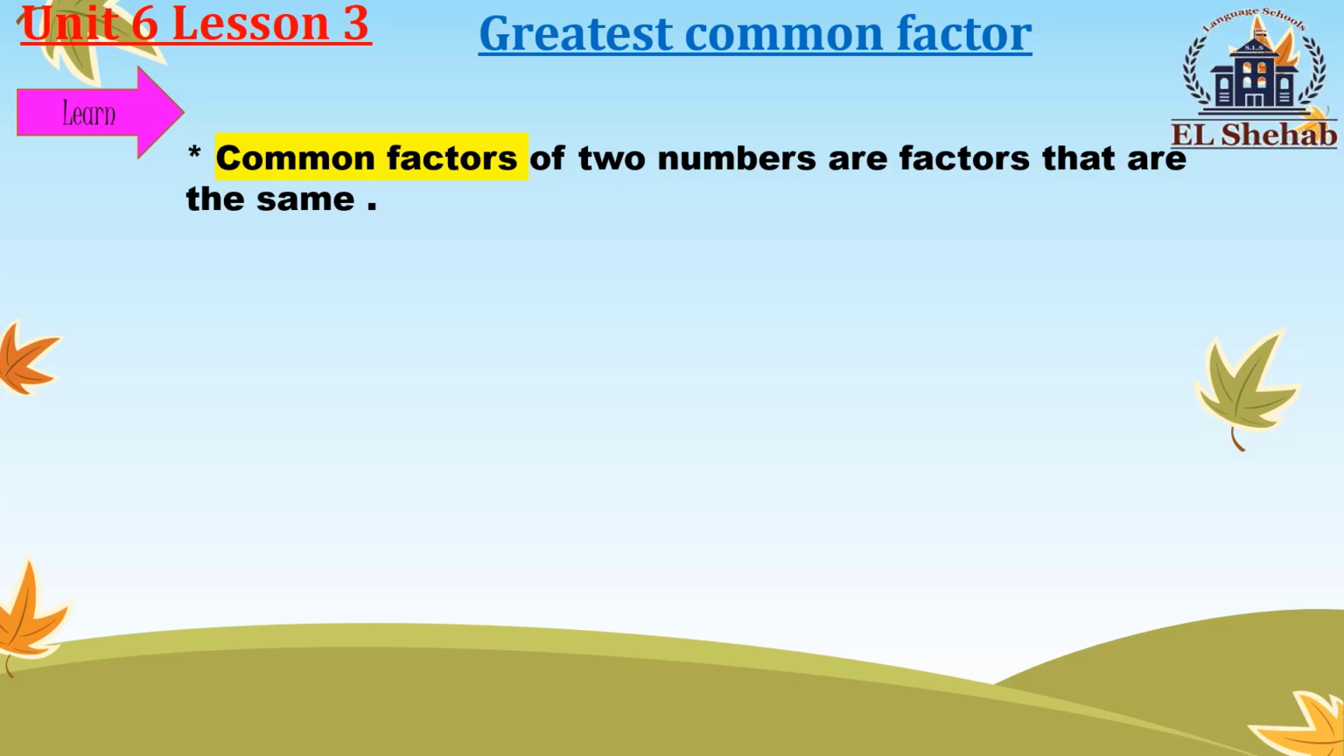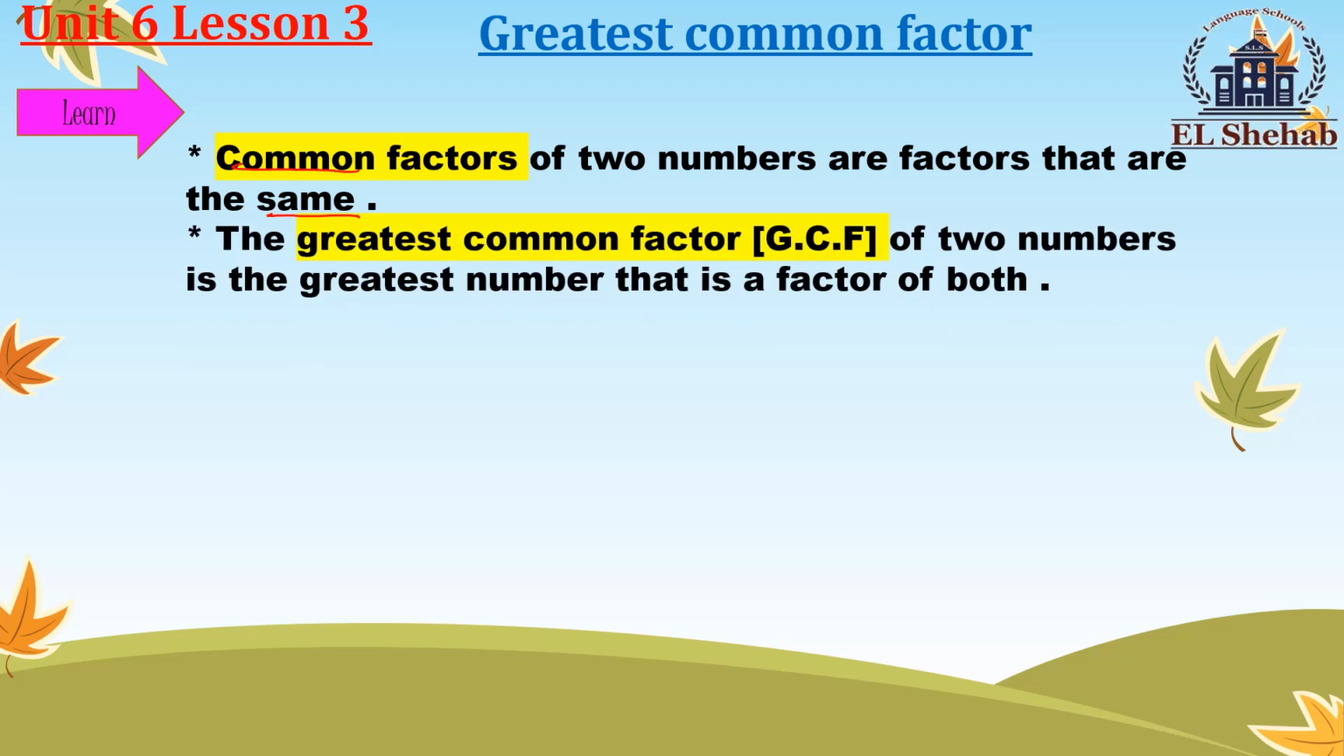So now we can know that common factors of two numbers are factors that are the same. Actually, this is what we said, that common means same. The greatest common factor of two numbers is the greatest or the highest number that is a factor of both, repeated in both. And we will take an example about that.